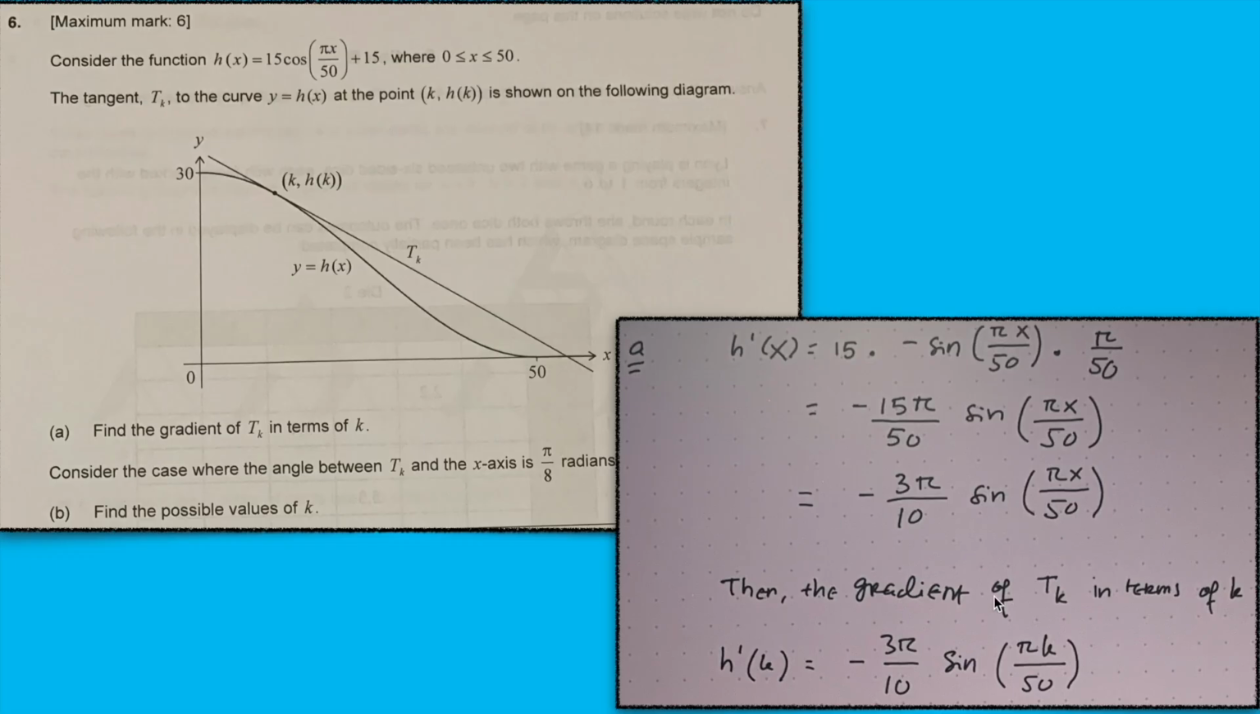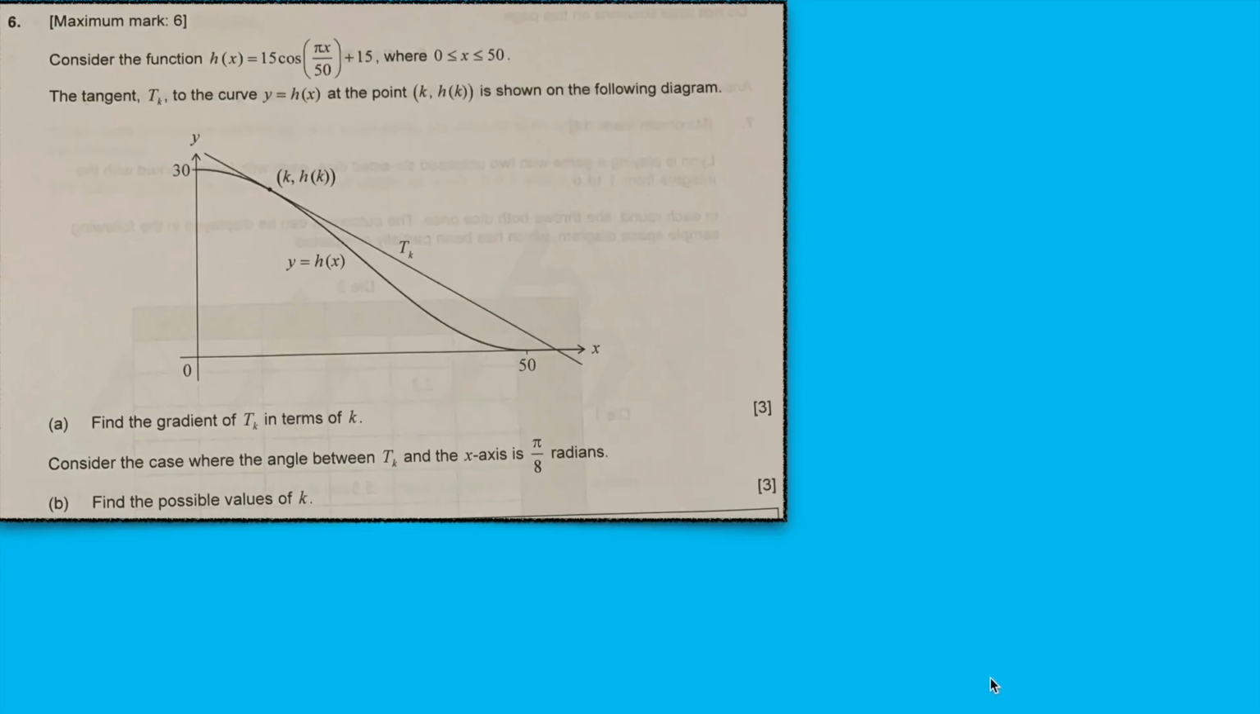Then the gradient of TK, that line TK there, in terms of k is, well, we substitute x equal to k into this gradient function to get that expression. So that's the answer for part A.